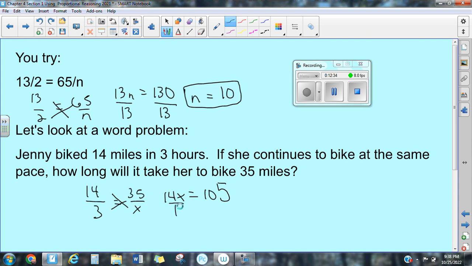Okay, 14 is being held to x, so divided by 14 on both sides. So 105 divided by 14, okay, gives us 7.5 hours to bike 35 miles. Okay, so again, it's important that when we write our ratios, we have both miles on top, and we have both hours on the bottom.